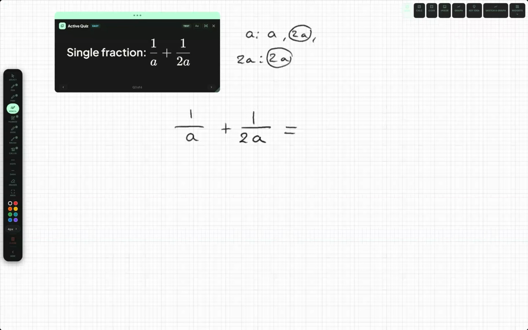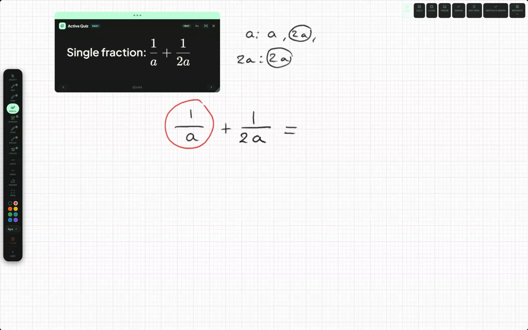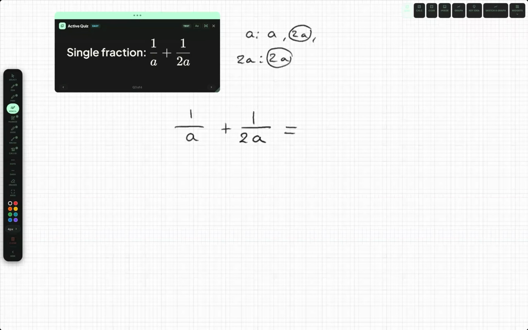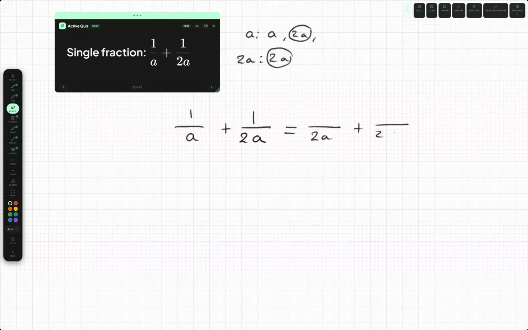So we can see that if I multiplied this whole first fraction by 2, I would get the same results. I would get something over 2a. And that means that that's going to be the common multiple that we're going to be looking for. So something over 2a plus 1 here stays exactly the same.